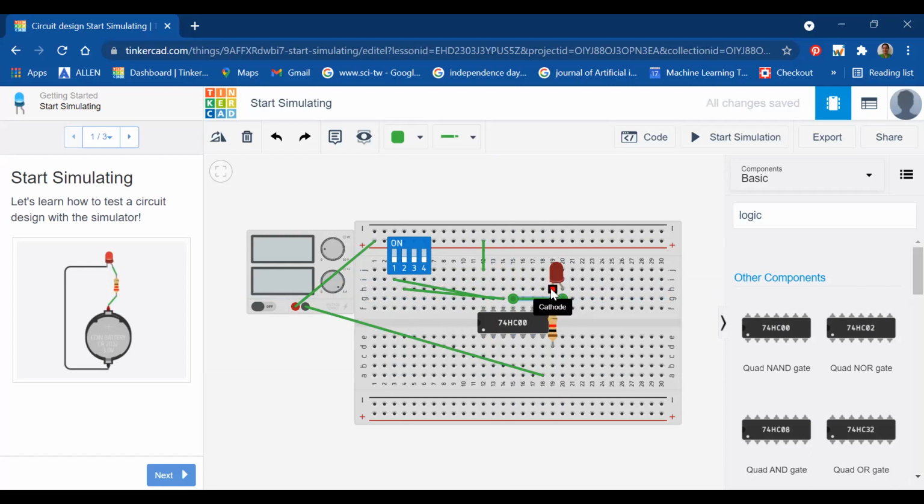So your cathode, that is the negative terminal, is connected to this resistor, and through that resistor, we are going to put it to the ground. So hopefully my connection is complete. So now let's start our simulation. So here you can see that when both my inputs are 0, my LED is glowing, right?